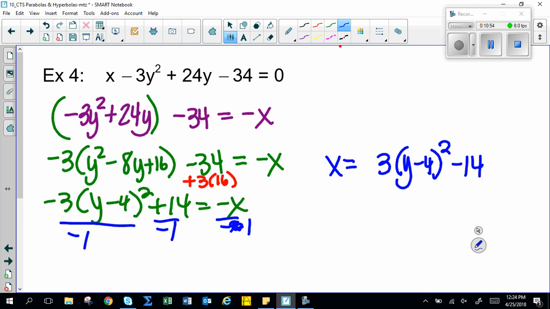So what is the direction of this parabola? It's opening to the right again. What's the vertex? Negative 14, positive 4.